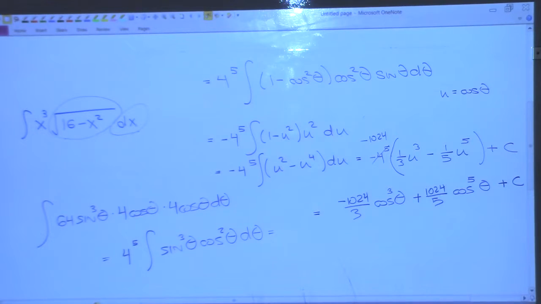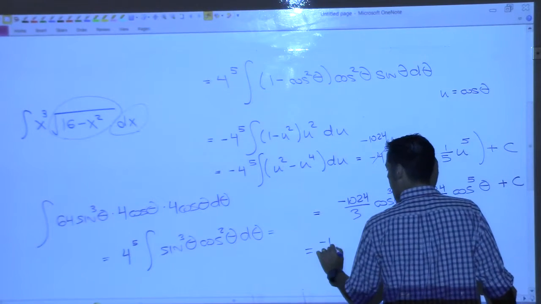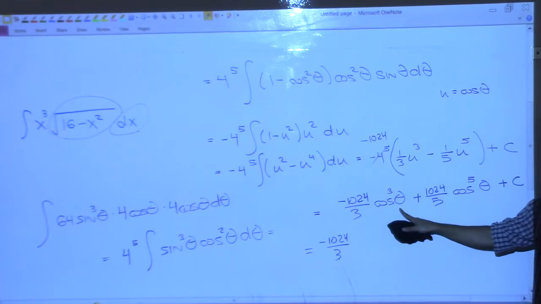Not done. Why are we not done? You can put it back to the way it was. Yeah, we got to get it back in terms of x. It's in terms of theta right now. So negative 1024 over 3. What is cosine theta? So where am I going to get that from?